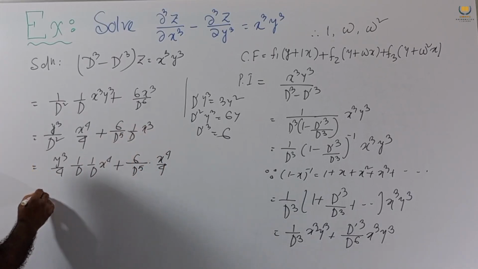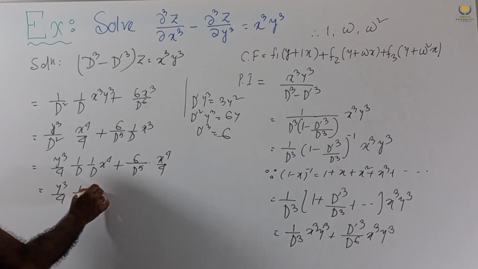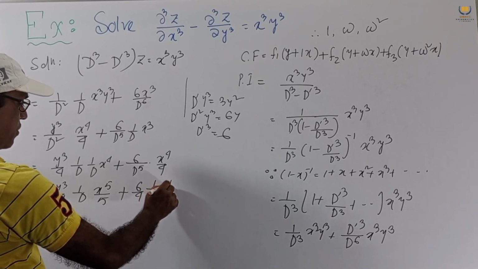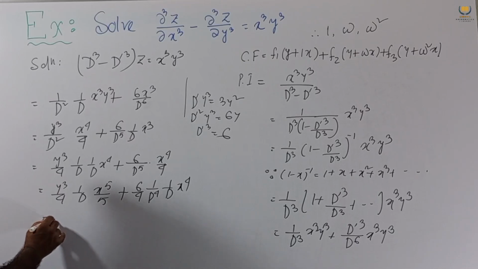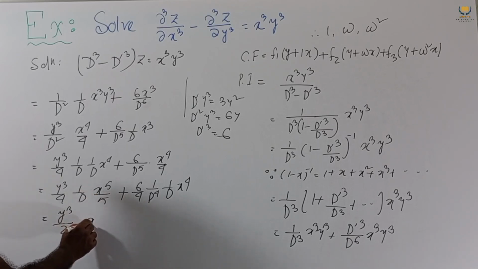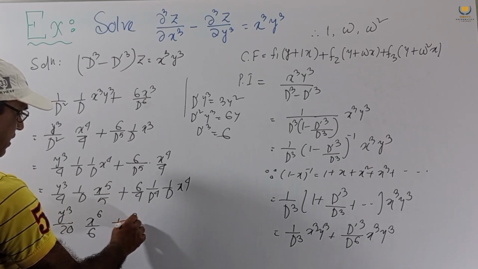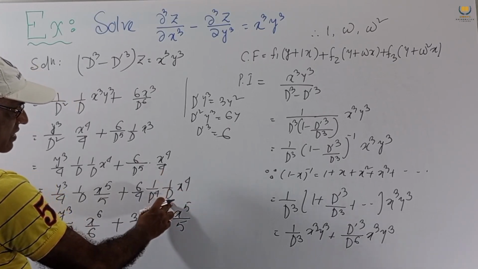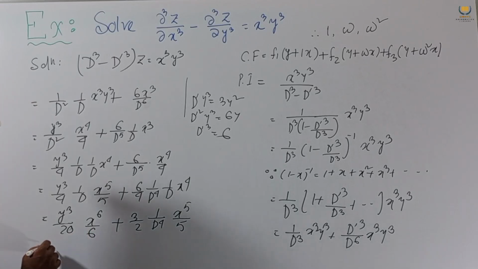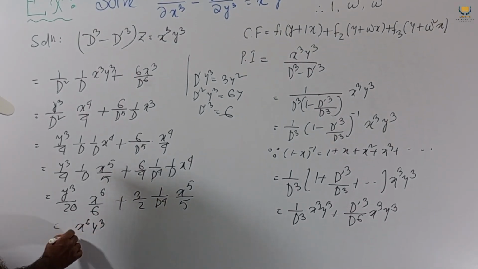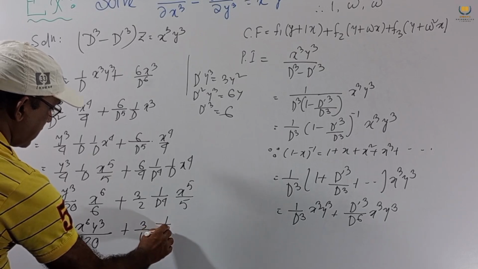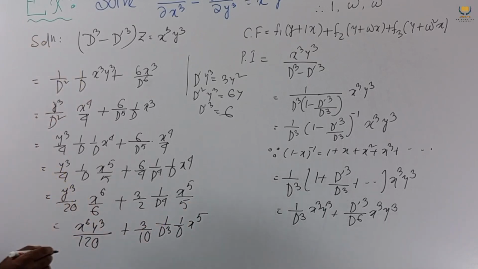This is x to the power 4 by 4. If you integrate this, you get this: y cube by 4, 1 by D, x to the power 5 by 5, and this is 6 by 4, 1 by D to the power 4, 1 by D, x to the power 4. And this is y cube by 20, 1 by D, x to the power 6 by 6, and this is 3 by 2, 1 by D to the power 4, x to the power 5 by 5. 1 by D means integration, so integration of x to the power 4 is x to the power 5 by 5. So this one, x to the power 6 y cube by 120, and this is 3 by 10, 1 by D cube, 1 by D x to the power 5 we get.